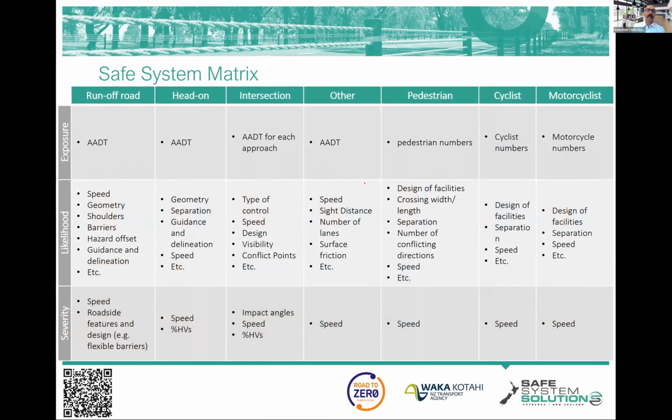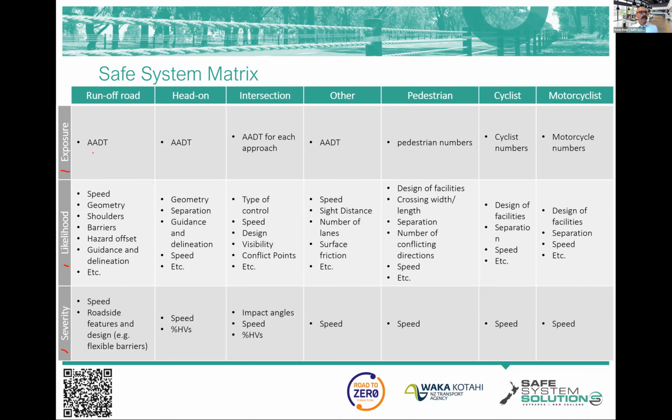So let's go through how we actually get to those scores. So I started with the end product, so you can see what we're trying to build to. But as I briefly gave you an introduction to last time, we use this safe system matrix. So this is the start of a safe system audit. And we look at exposure and likelihood and severity. So you can see why we're getting that practice on it in your little assignment.